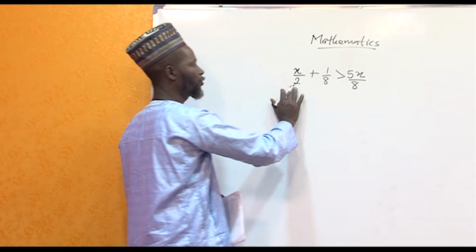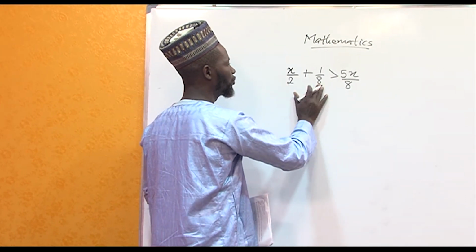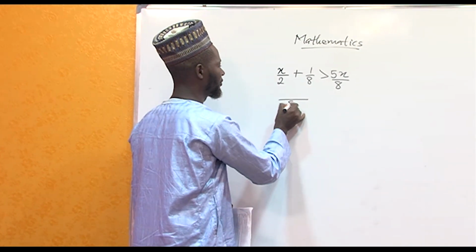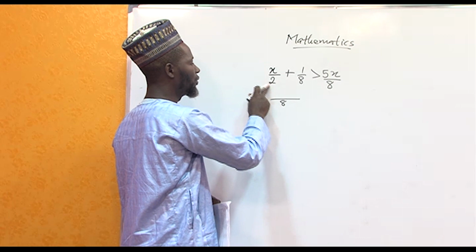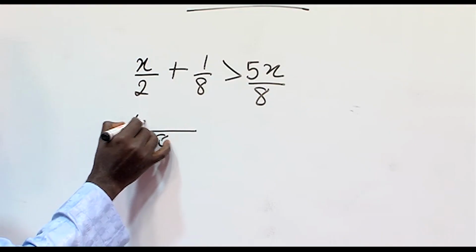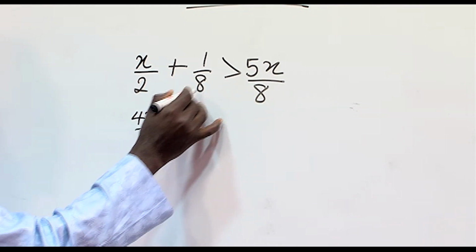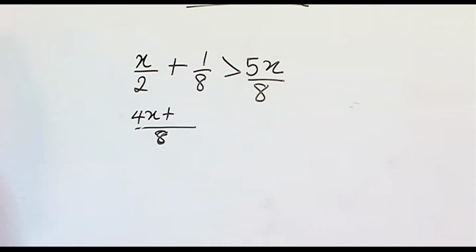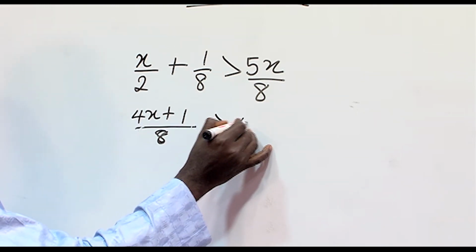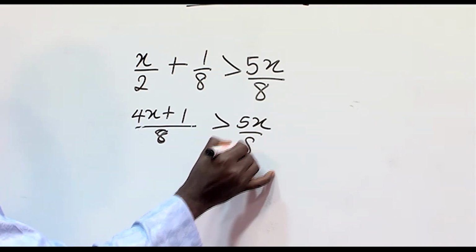The first thing is to find the LCM of 2 and 8, and the LCM of 2 and 8 is 8. How many 2s do we see in 8? 4. 4 times x, 4x. Plus, how many 8s do we see in 8? 1. 1 times 1, 1. Greater than 5x divided by 8.